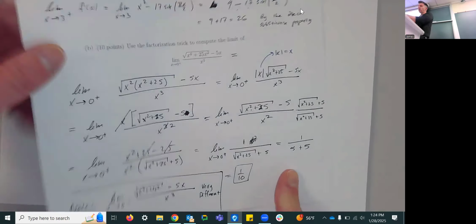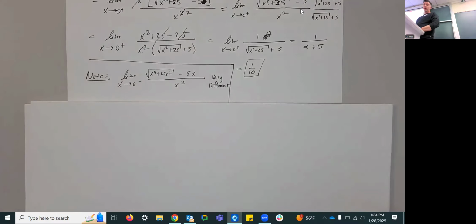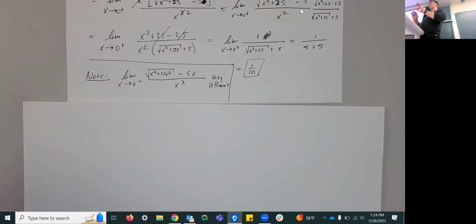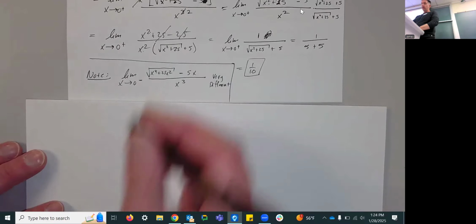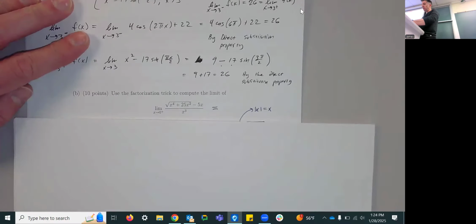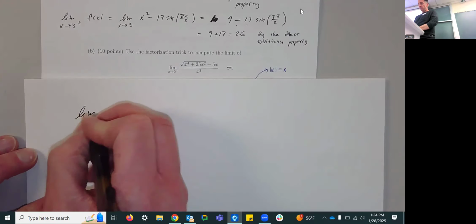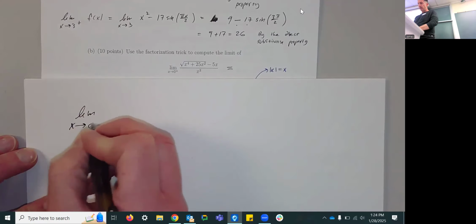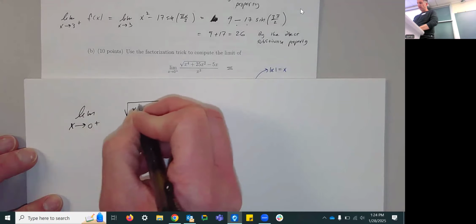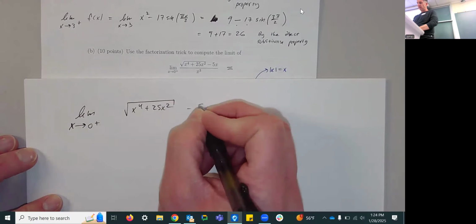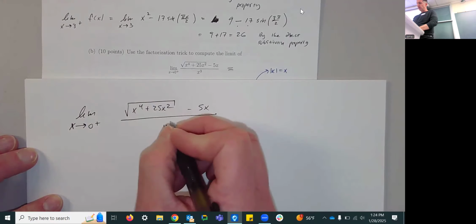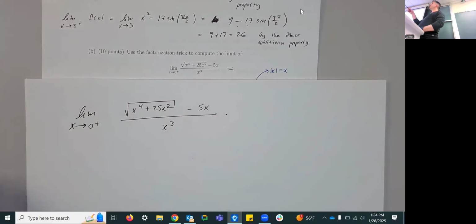Sure, yeah. Now I'll point out, it's super duper important to read the instructions, right? If the instructions say to do a particular thing a particular way, you should do it that way. But if this one was just the problem given and we weren't asked how to do it other than to find the limit, then I would do it the following way. The limit as x approaches 0 from the right of the square root of x to the 4th plus 25x squared minus 5x divided by x cubed. First, I'm going to think about plugging it in.